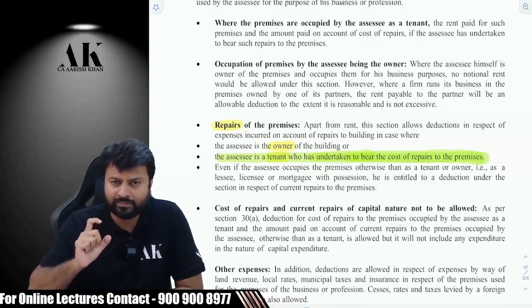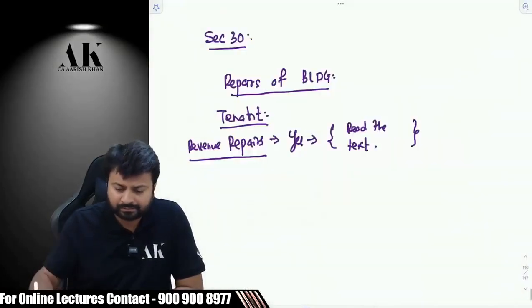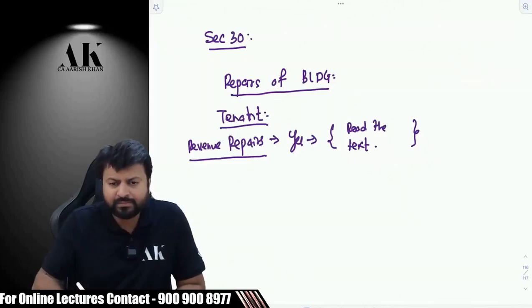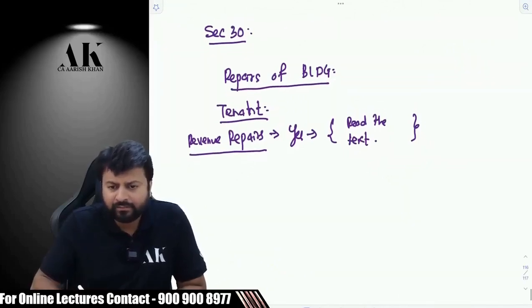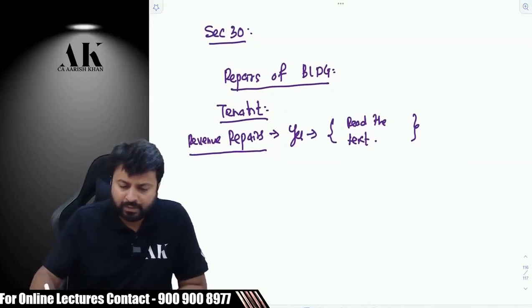Once again, the green portion. The assessee is a tenant who has undertaken to bear the cost of the repairs. Then it is allowed as deduction. Now, pay attention on the board, please. What do I mean by this? Can you please tell me? Where he has undertaken to bear the cost of repairs. It means very simple thing.